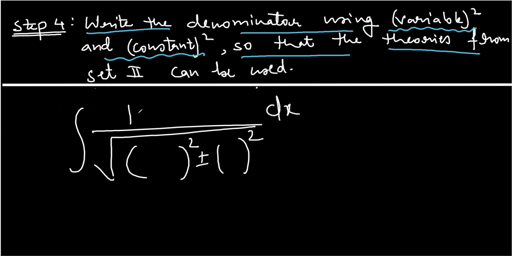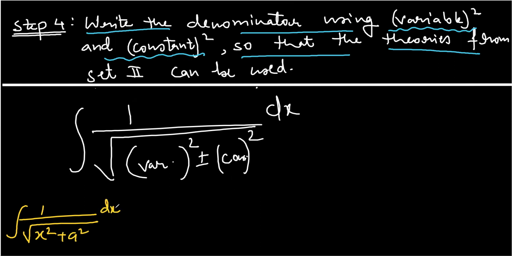You will get 1 upon square root of some variable squared and some constant squared. Then once you get this, which theories are you going to apply? You will apply the three theories from set 2, which was 1 upon square root of x square plus a square dx, and the answer for this was log of mod of x plus the square root as it is.